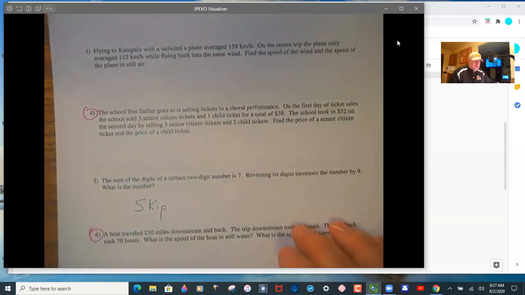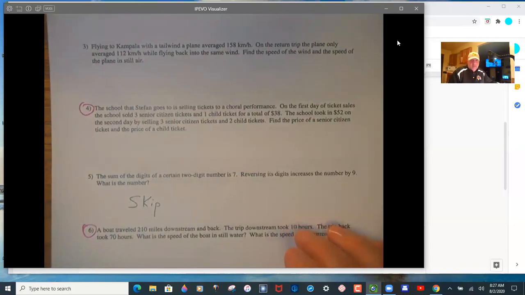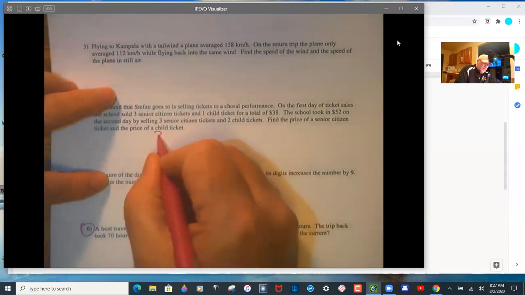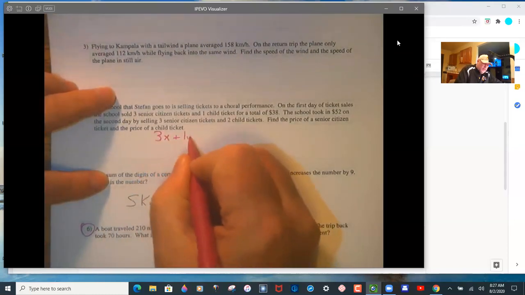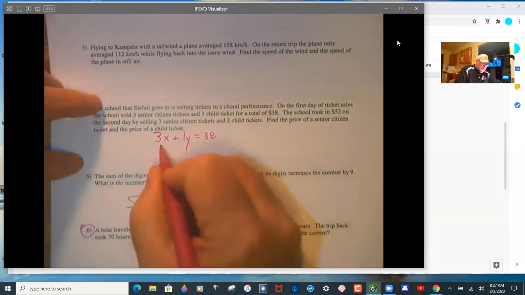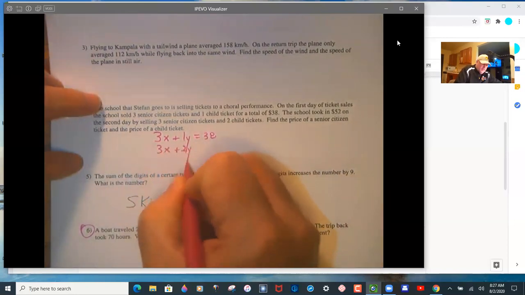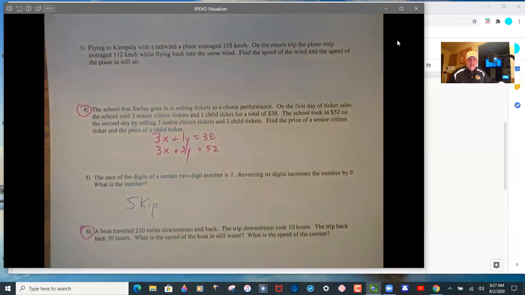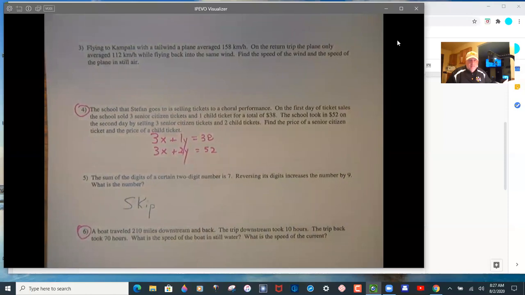Number 4, you see these 2 sets of corresponded values. And this is going to happen a lot. And so you just want to make sure that you get it written correctly. And then 3x plus 2y is 52. And then go and use an app and solve this, knowing that x represents the price of a senior citizen ticket and y the price of a child's ticket. So focus on the setup. That's what I want you to do.